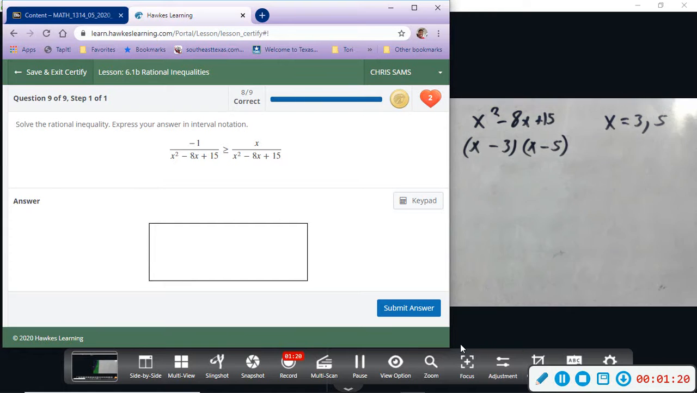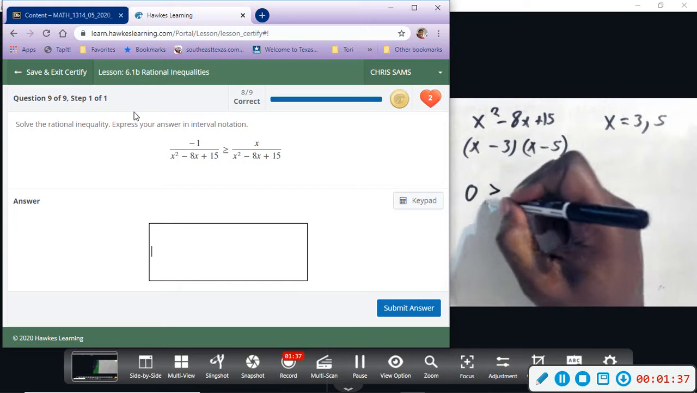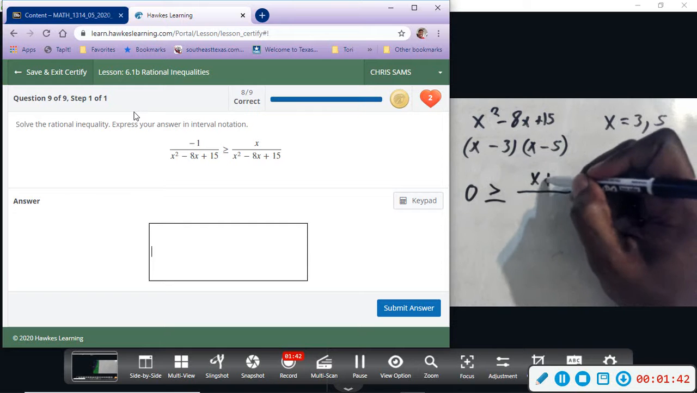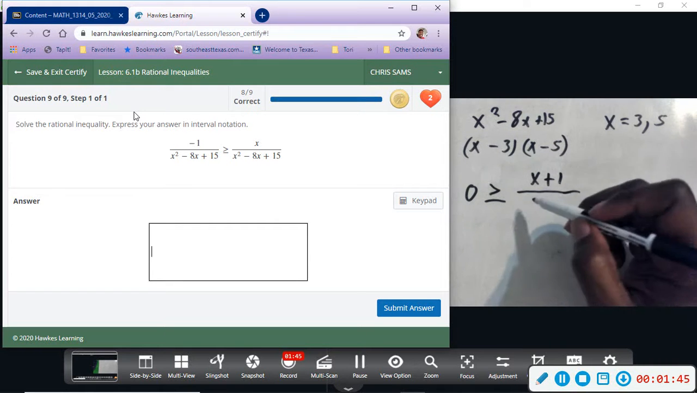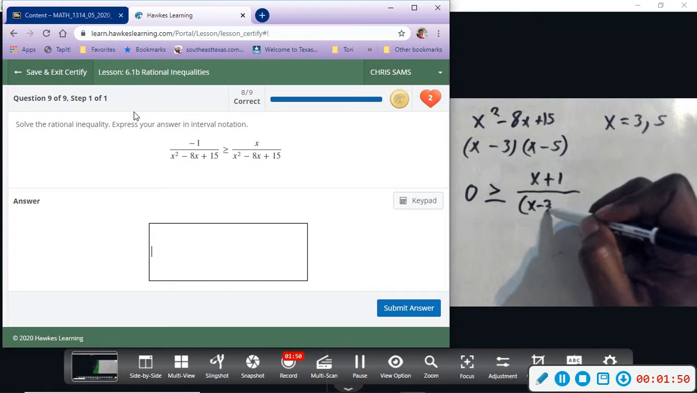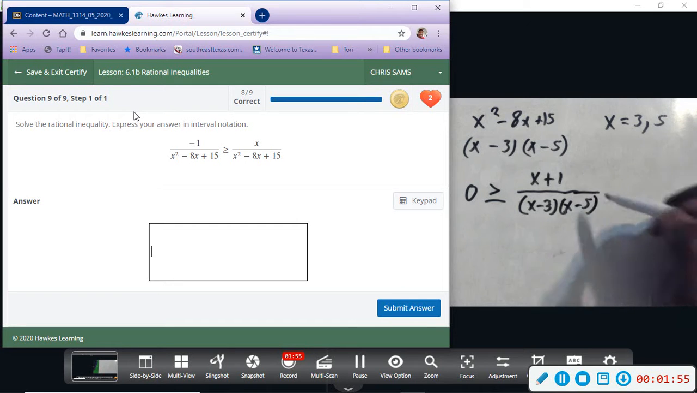And I'm going to add these two together. So I'm going to set this equal to 0. So let's add this one so we can deal with positive. I'm going to add the 1 to this side since both denominators are the same. And that will give me a 0 on the left is greater than or equal to, and the numerator will be x plus 1 now when we add that 1. And then on the bottom we will have x minus 3 and x minus 5. This is the factored form of that quadratic.